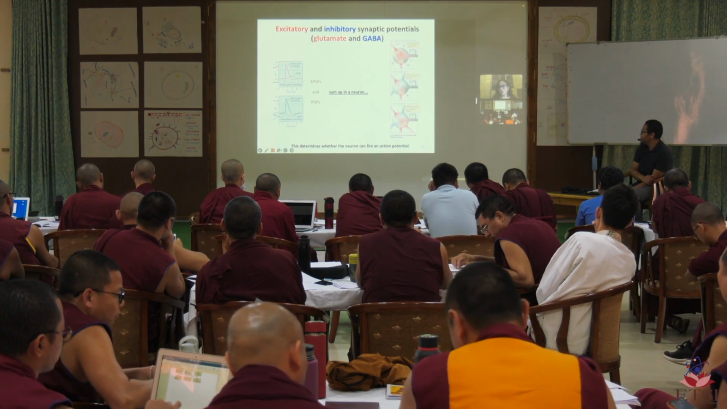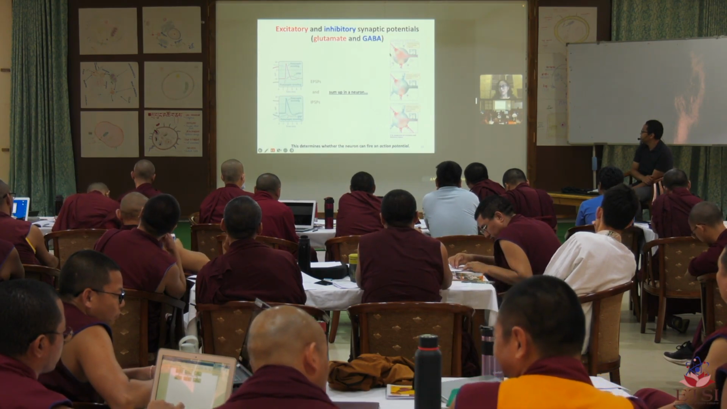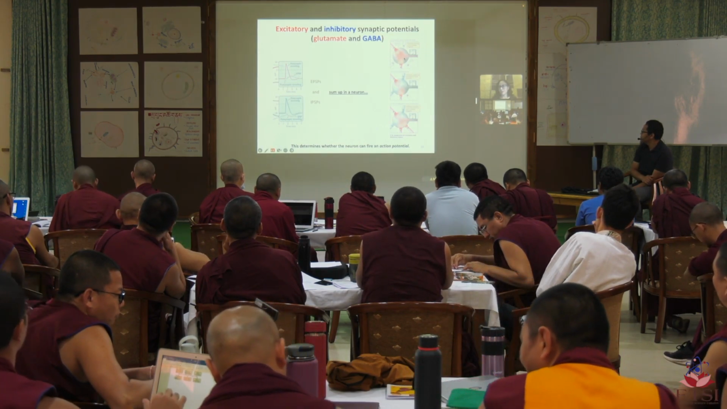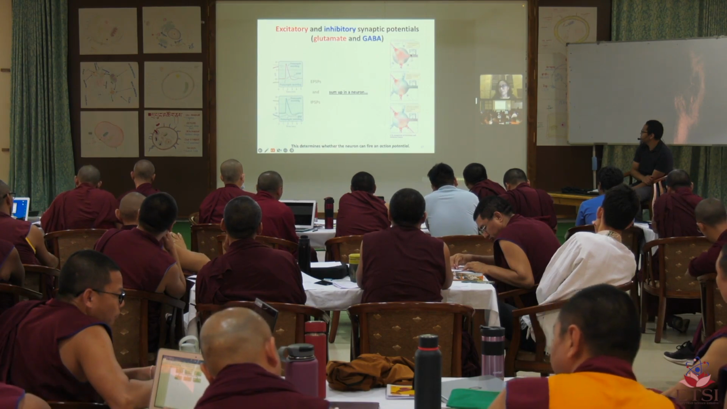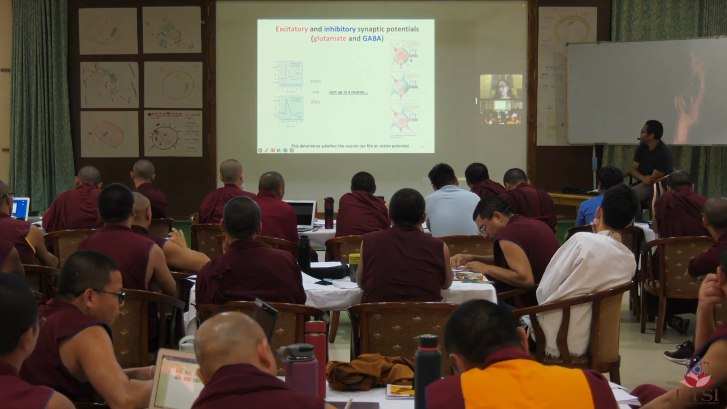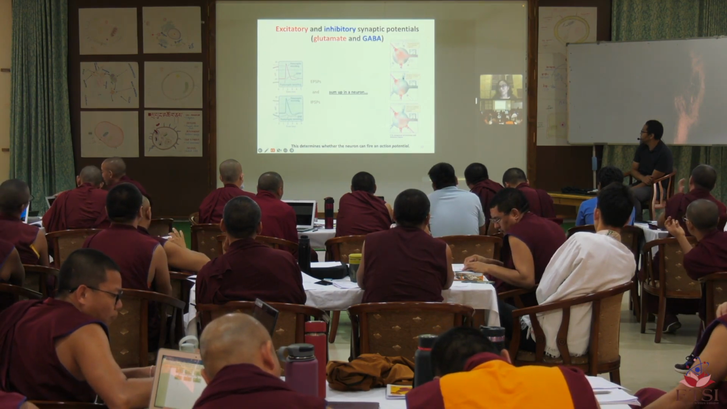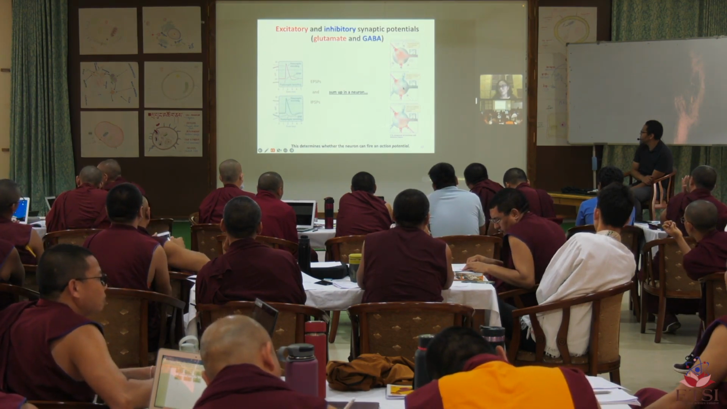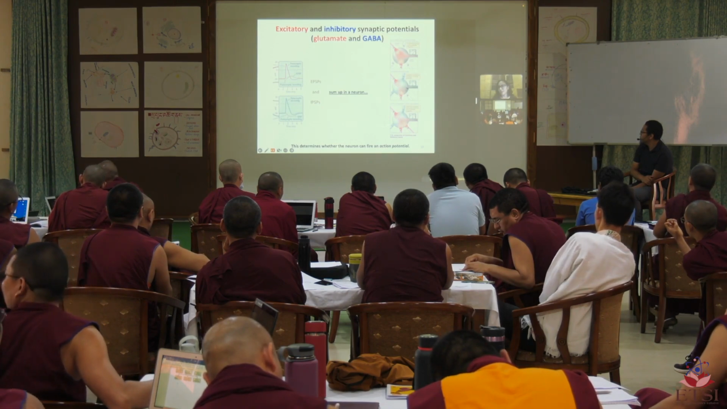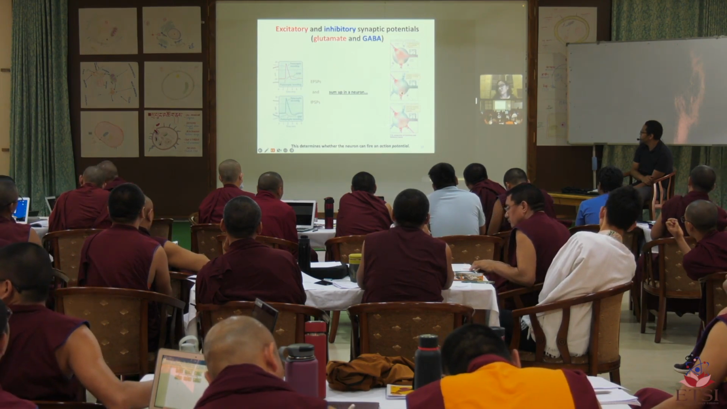So up here, let's say you have a lot of excitation and no inhibition, you'll probably reach threshold here. This is the axon hillock, and then fire an action potential. But if you have a whole lot of inhibition like this, then the excitation can't get to the axon hillock and you won't get anything at all.